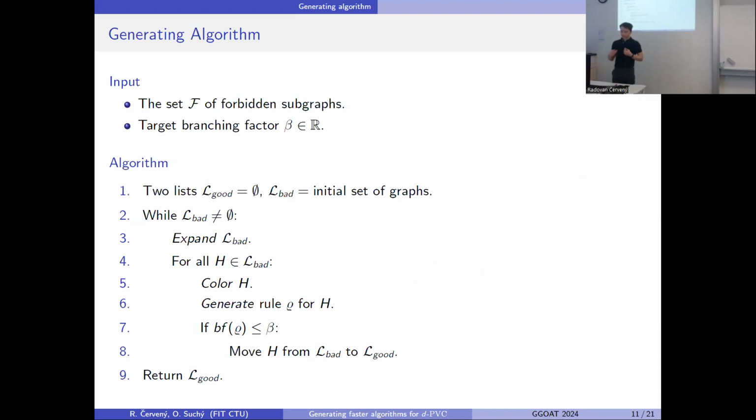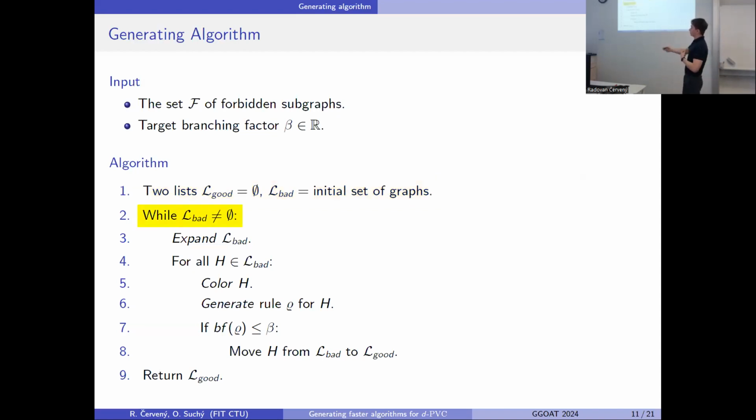Okay, so we have our basic building blocks. We have our output algorithm. So how do we get this list of generated groups? So this is basically it. The input of the generating procedure are just these two things, or maybe three. We will see. This is the set of forbidden subgraphs that's in the problem definition, and then the target branching factor. We will start with two lists, one good and one bad. The good is empty. The bad contains some initial set of graphs, which is based on F.